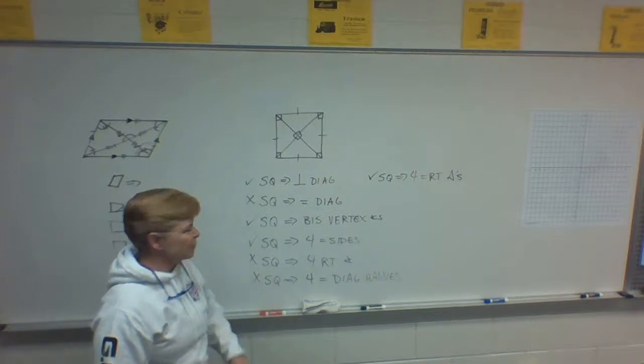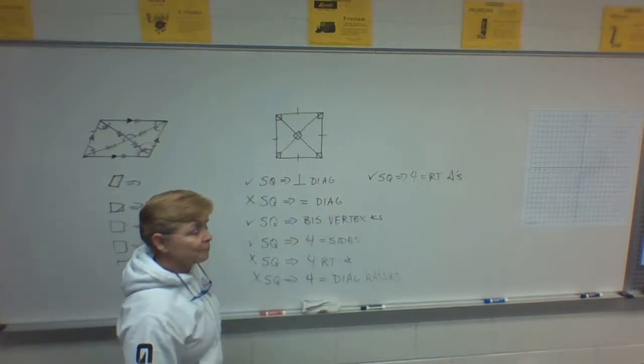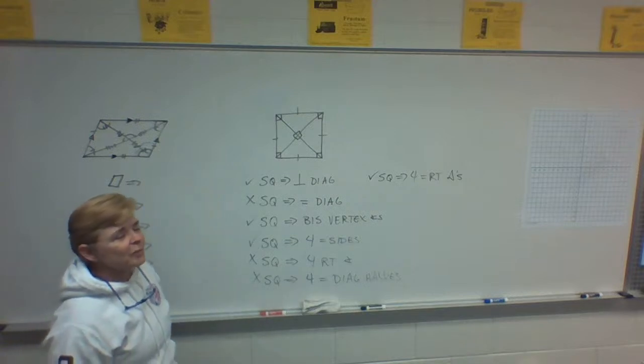It's got a million of them. It's got a bunch of them. 5 here, and all these are true of squares. Now, that's really nice. If you got a square, you got just about everything.